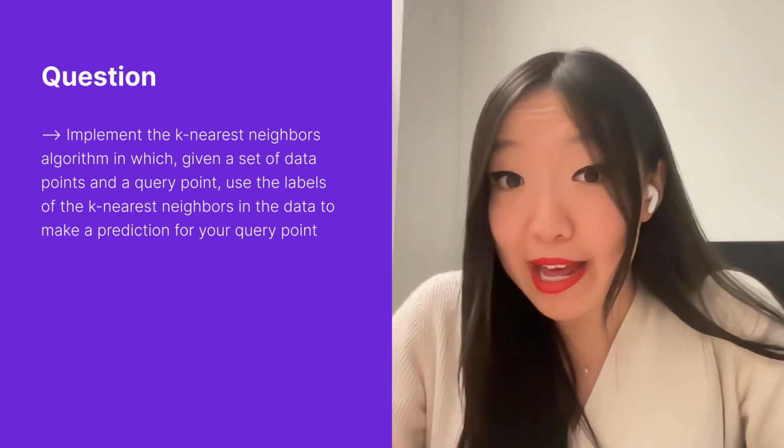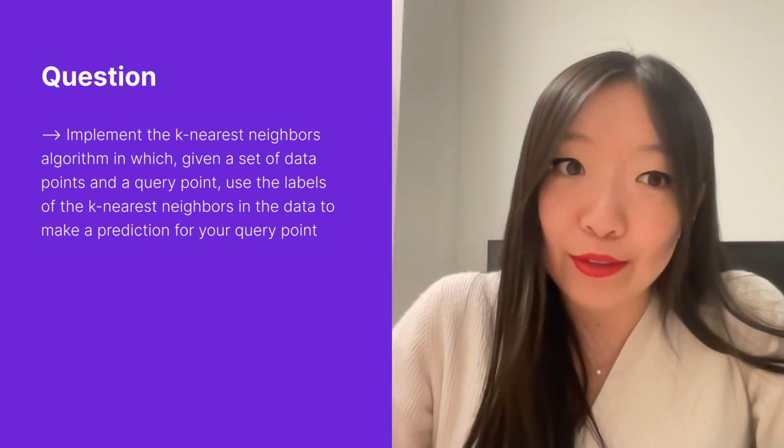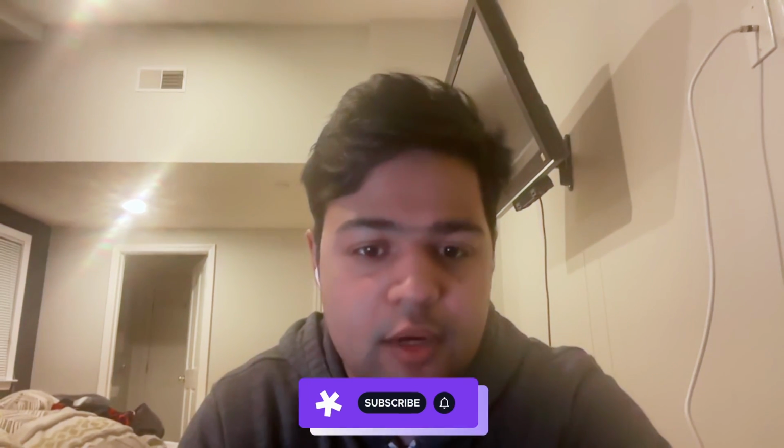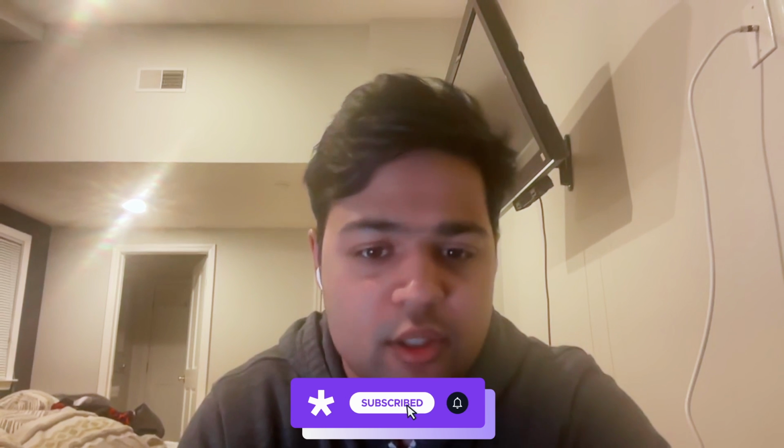So let's get right into the question. Implement the k-nearest neighbors algorithm in which, given a set of data points and a query point, use the labels of the k-nearest neighbors in the data to make a prediction for your query point. So, my understanding is that k nearest neighbors requires us to use some sort of distance metric in order for us to determine what closeness is. Can I assume that we can use the Euclidean distance for this? Yeah, I think that's a great place to start.